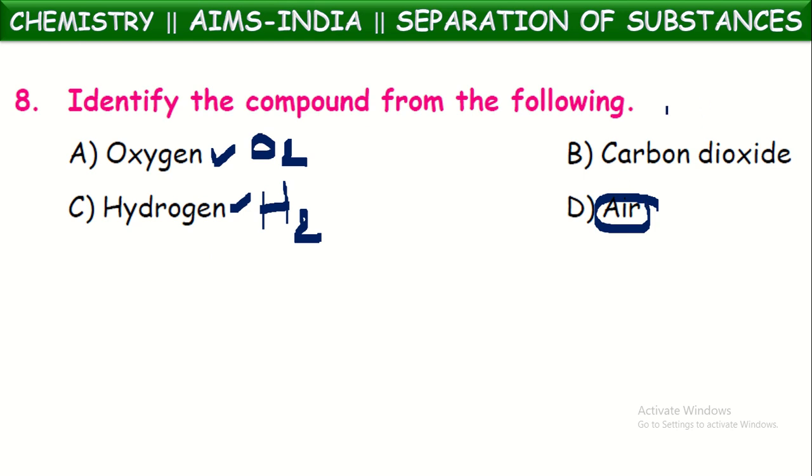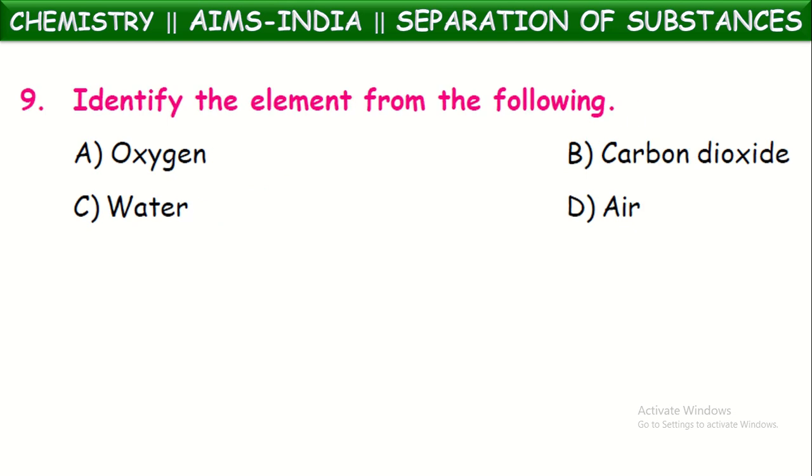Now if you see carbon dioxide, the formula of carbon dioxide is CO2. It contains two kinds of atoms combined together to form a substance. In that way, a substance formed by the combination of two or more elements combined chemically is called a compound. So carbon dioxide is a compound. Okay, out of all this, carbon dioxide is the compound. Next, see the next question. Identify the element from the following. The same substances are given again. Which is an element among these?